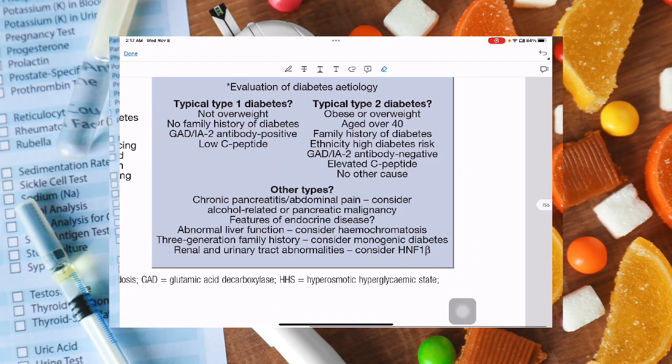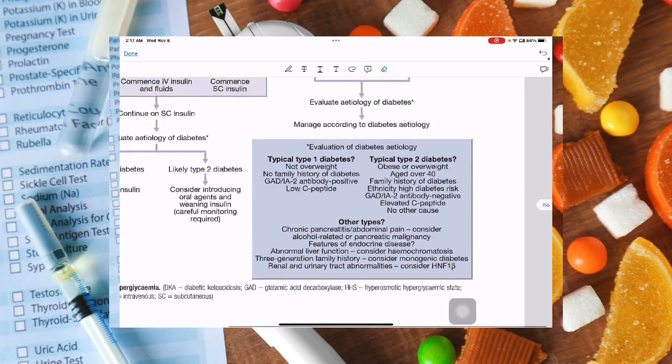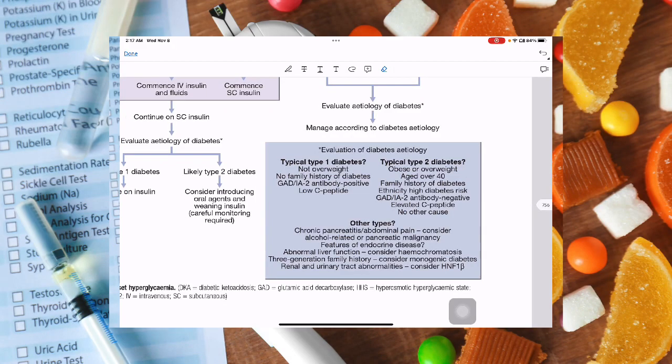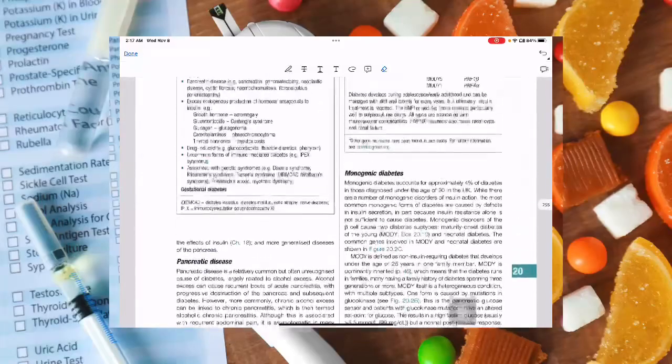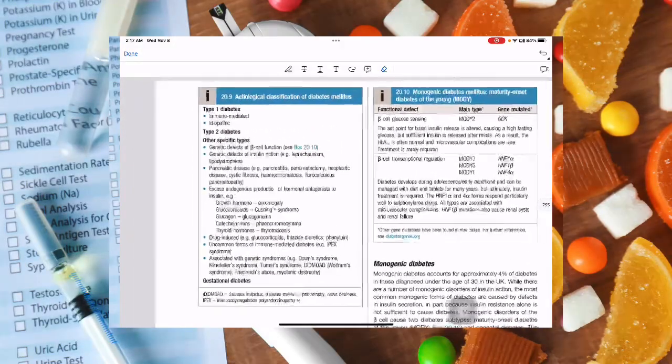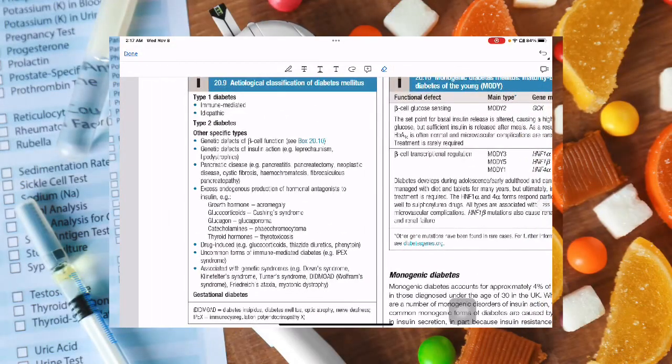or the other secondary causes like chronic pancreatitis, alcohol abuse, some other endocrine disease, liver function, maturity onset of the diabetes mellitus of the young. This should be also checked to find out. From here, I am going to the etiological classification of diabetes mellitus, because etiology is very important to treat a case. So we know the etiological classification of diabetes mellitus.